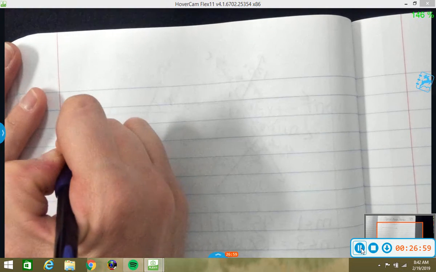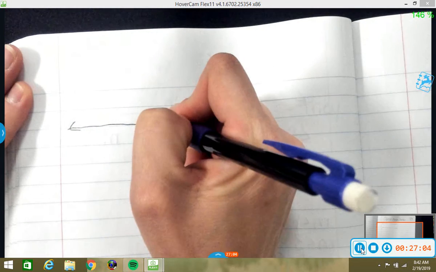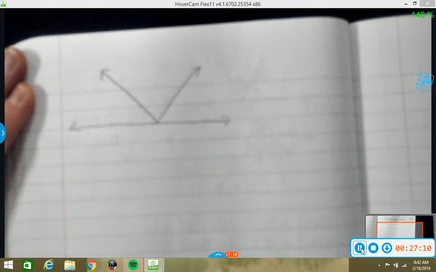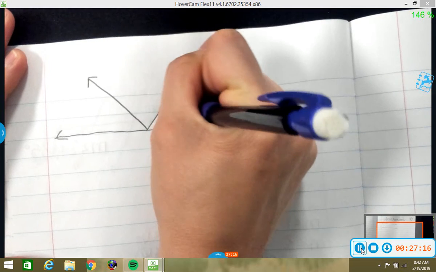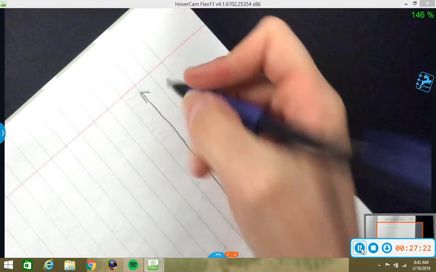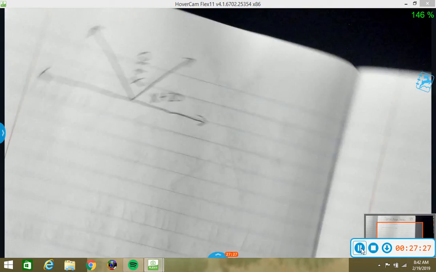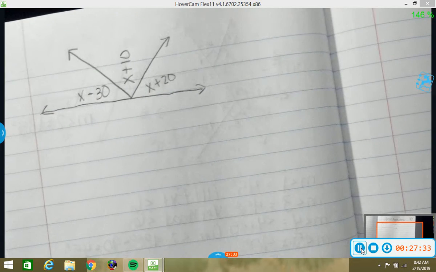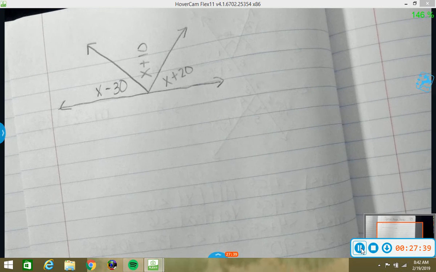All right, so we're going to have a straight line here. I'm going to tell you that this angle is x plus 20. This angle is x plus 10. And this angle is x minus 30. I want you to find each angle. So first you got to solve for x, and then I want you to find each angle measure.